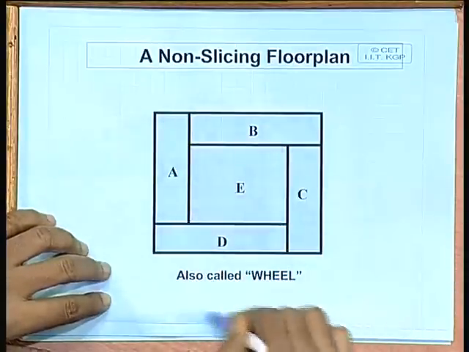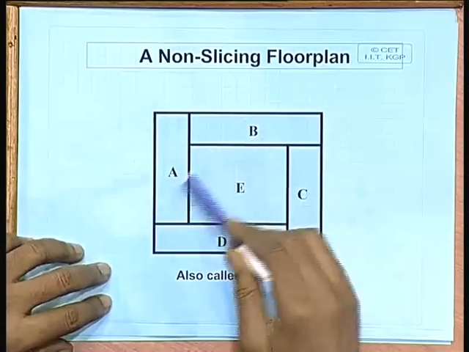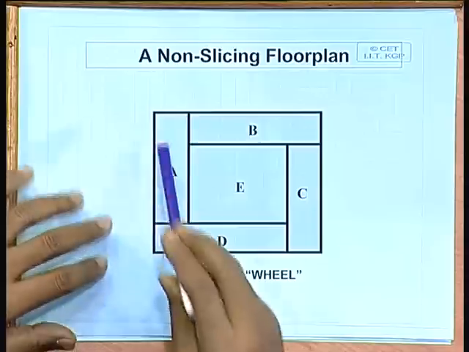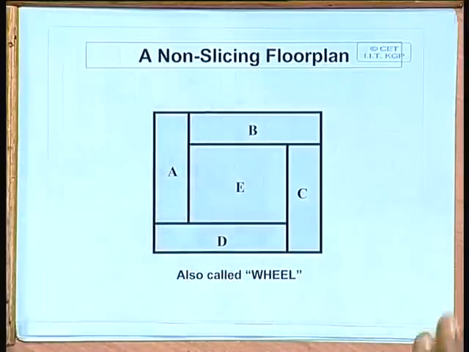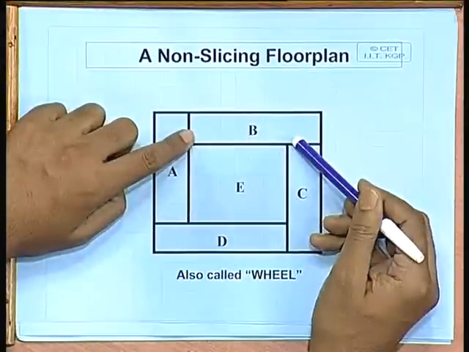So, this kind of a thing you call a wheel, and in the order in which we just name the blocks is that A, B, C, D and the middle one E. Now, it is possible that you have a composite higher level floor plan in which there may be some portions which may look like a wheel, and inside a wheel these A, B, C, D may be composite blocks themselves.